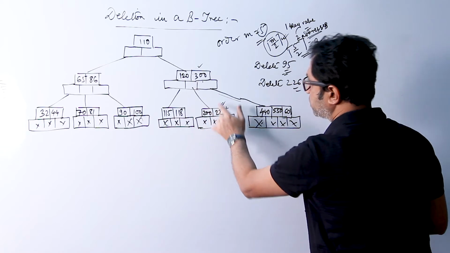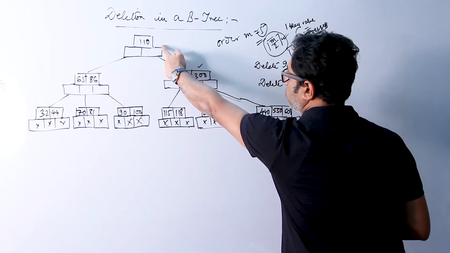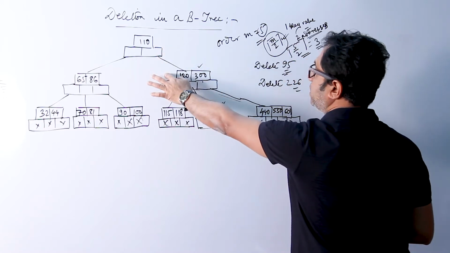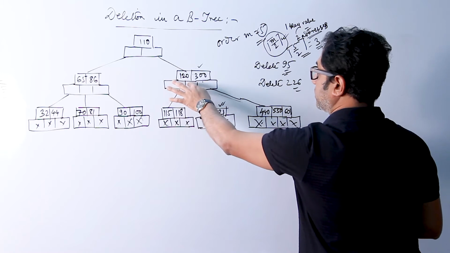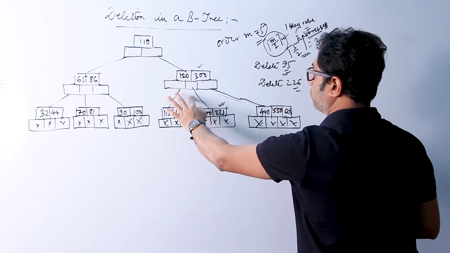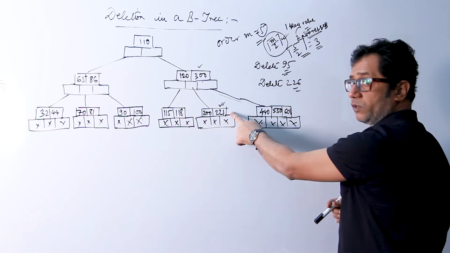Suppose this 221 is found by searching. 221 is greater than 110, it is greater than 120, so it will be found on the right subtree of 120, and we find that 221 is present over here, and this 221 is present on a leaf node.